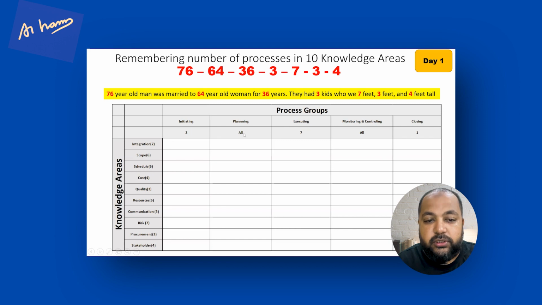Planning has processes in all the 10 knowledge areas. Executing has processes in 7 knowledge areas, right? It's not there for 3, we'll talk about that. And then monitoring and controlling has processes in all the 10 knowledge areas. So you can remember it's like 2, all, 7, all, 1. It's a very simple principle. So remember just all, 7, all: all in planning, 7 in executing, and all in monitoring and controlling. So all the knowledge areas have processes in planning and in monitoring and controlling. In executing it's just 7 knowledge areas.